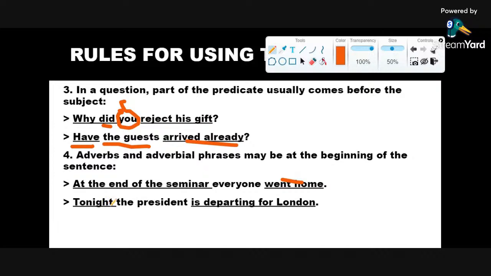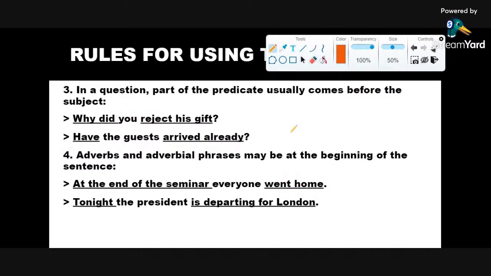Then another example, tonight, the president is departing for London. So if you want the subject to come first, it should sound differently. The president is departing for London tonight. Both of them are correct, okay? So that is exactly the way it is, okay?